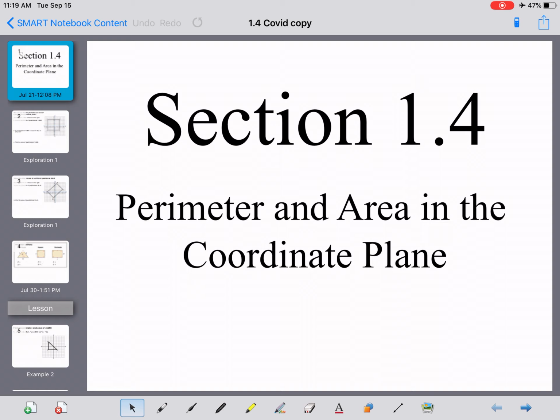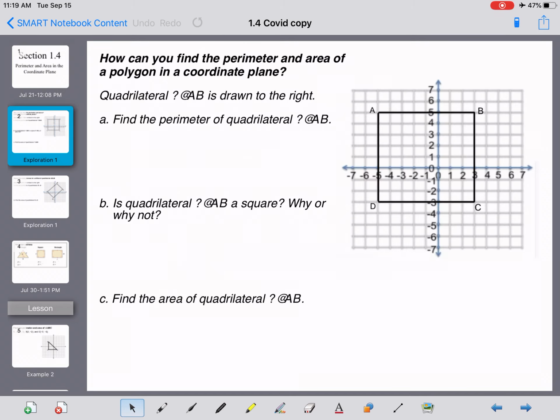Okay, so the next section is just really an extension of section 1.3, and we're going to be finding perimeter and area in the coordinate plane. But we're going to be using that distance formula that we learned in the last section to help us find the perimeter. And then area, we're going to learn some new formulas for finding areas of different shapes. So if I look at this first problem, and I want to find the perimeter.